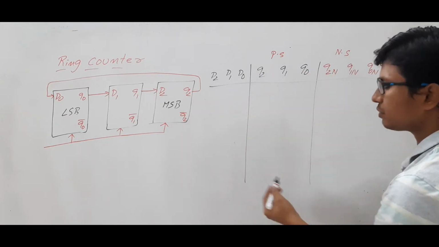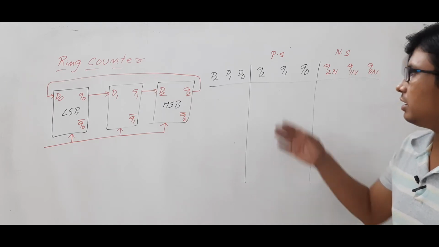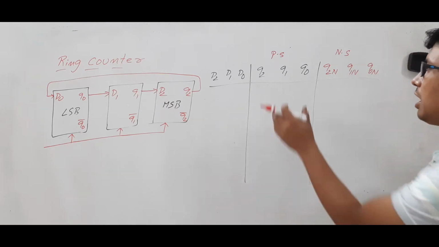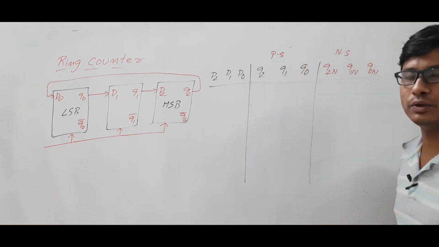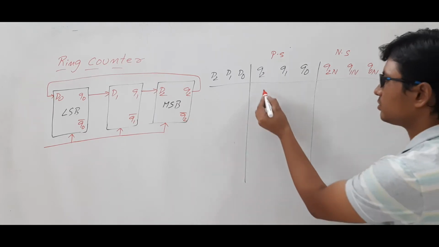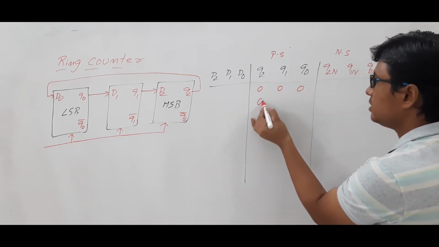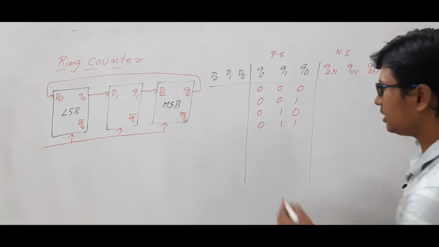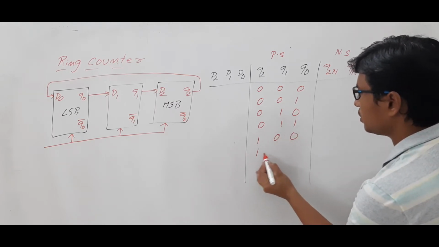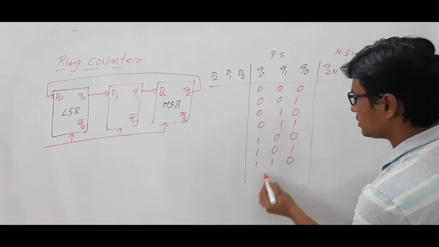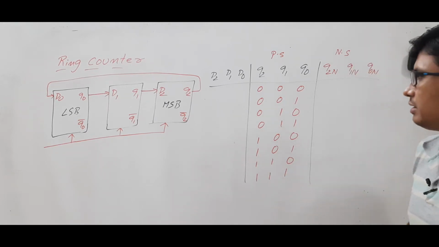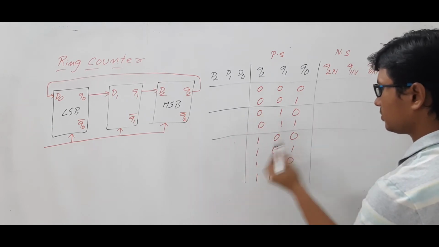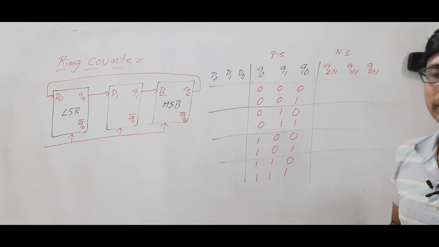Now first, I have to take the inputs for the present state. What will be the present states of each flip-flop? If you have 3 flip-flops, Q2, Q1 and Q0, you will have 8 combinations of the inputs such as 0 0 0, 0 0 1, 0 1 0, 0 1 1. Similarly, you will have 1 0 0, 1 0 1, 1 1 0, 1 1 1. Am I right or wrong? Okay. Are you able to understand it or not?